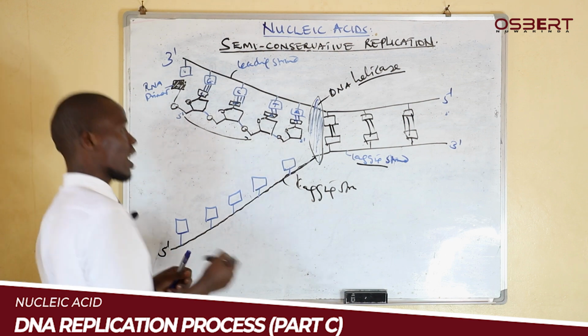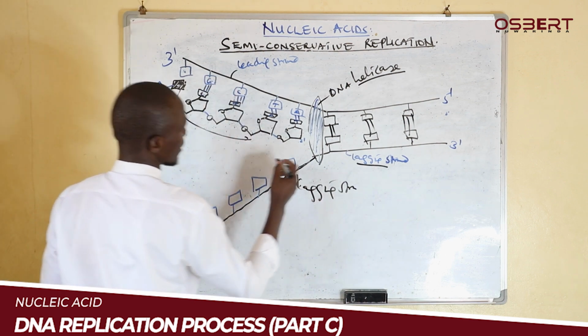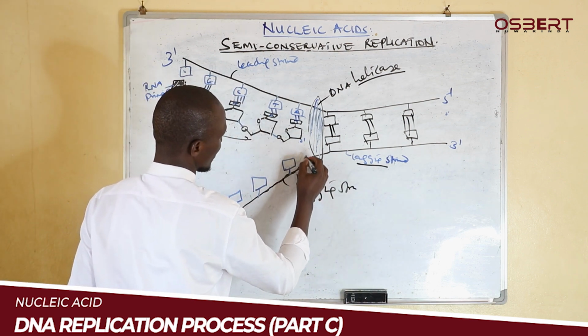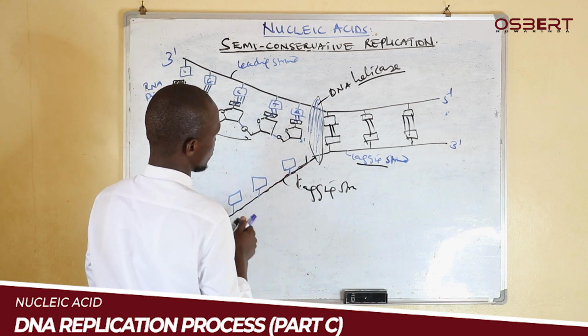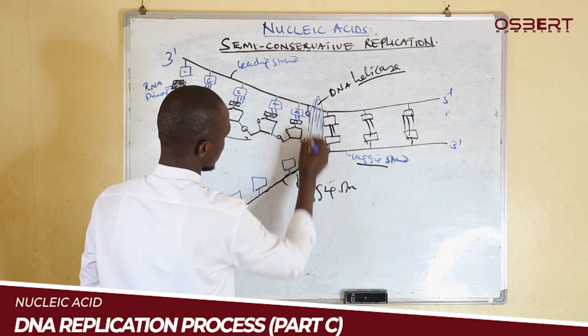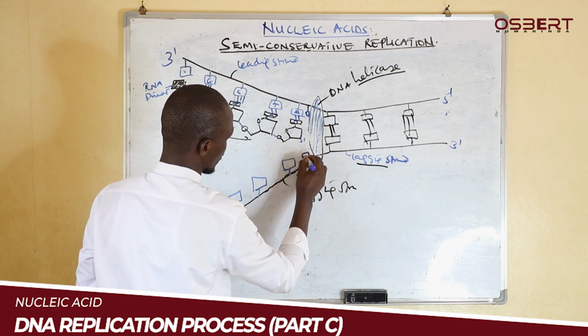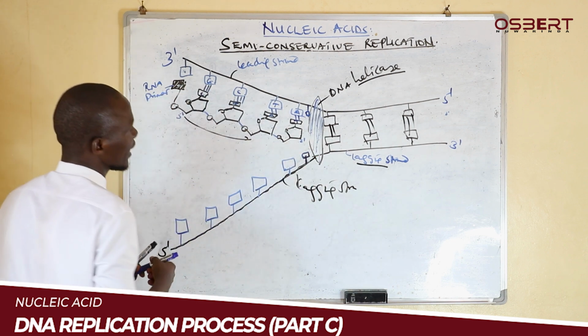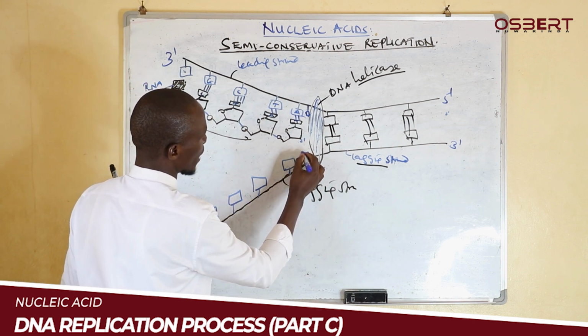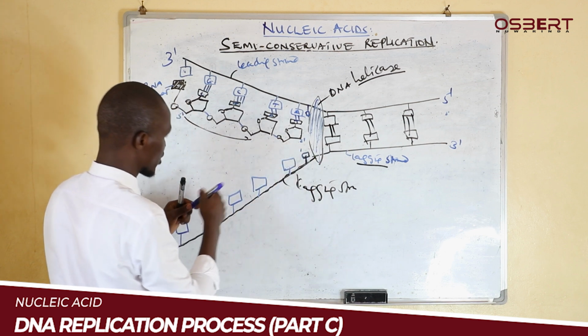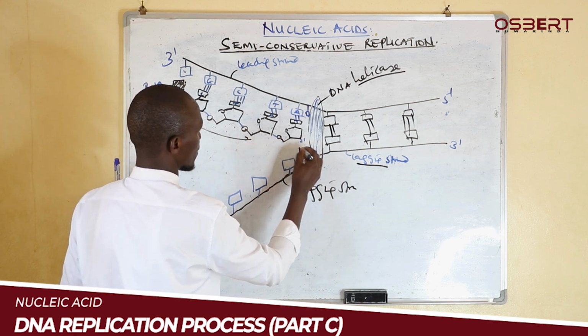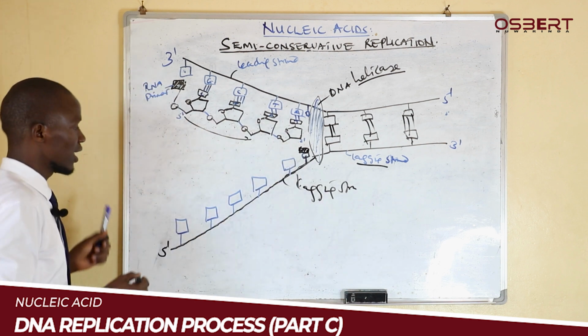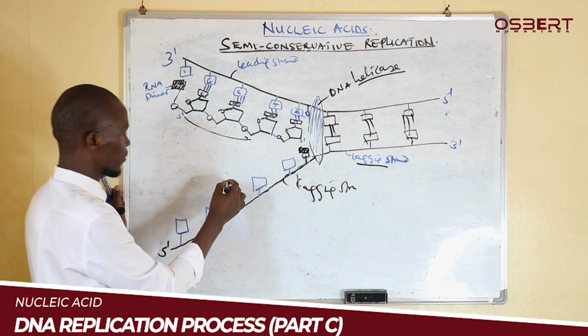How? Some RNA primer comes and attaches itself at this extreme end, at one point there. Then another primer comes and attaches itself where? Maybe here.